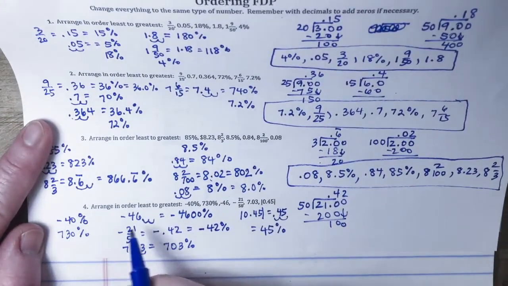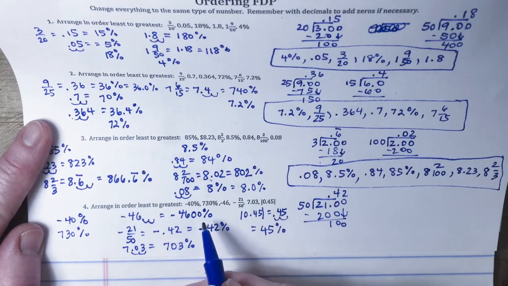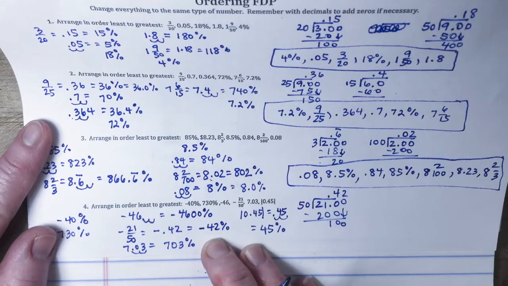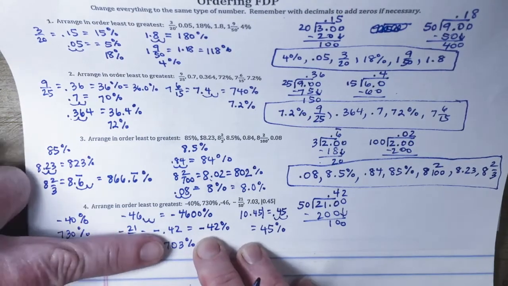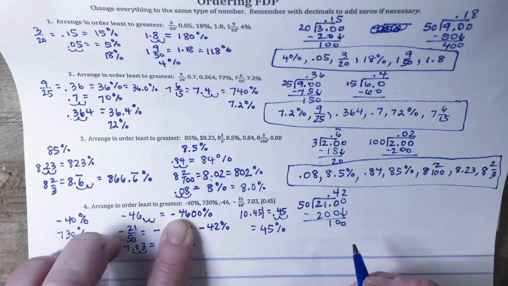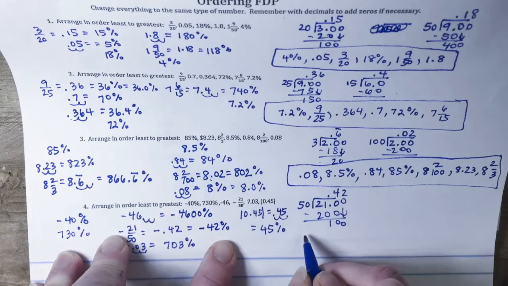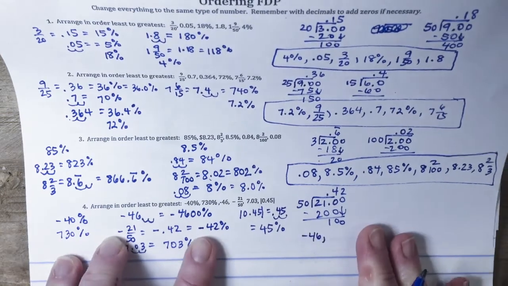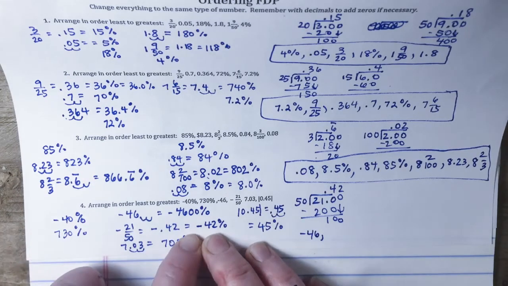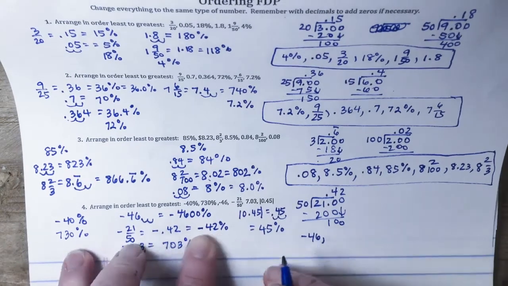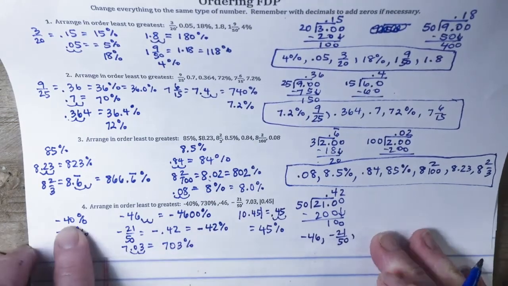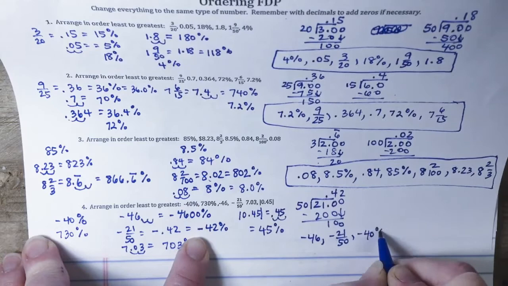I have negative 40%, negative 4,600%, negative 42%. I'm going to start with my negatives because I know negatives come before positives. So which of these is the most negative? Well, this one is very negative. Negative 4,600%. It started off as negative 46, so it comes first. And then negative 40 and negative 42%. My next most negative would be negative 42%. It started off as negative 21/50ths. Okay, then negative 40%. I didn't have to change that one.